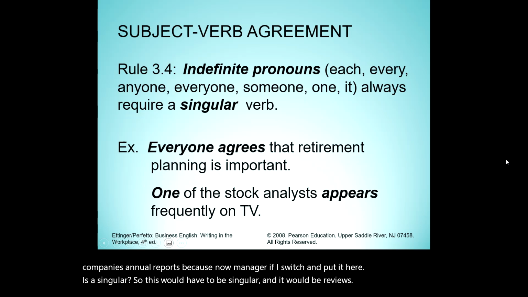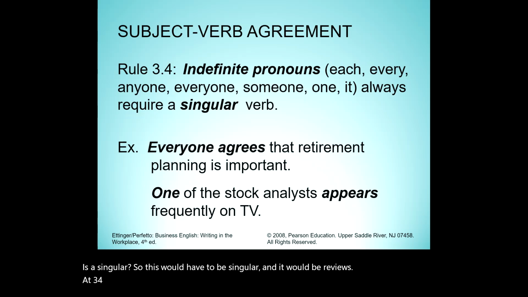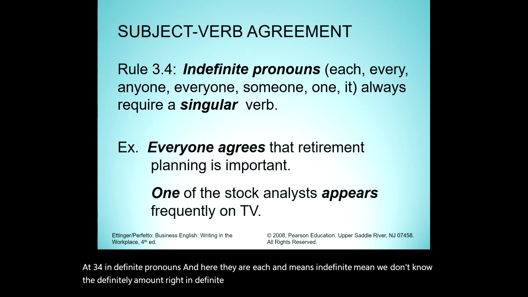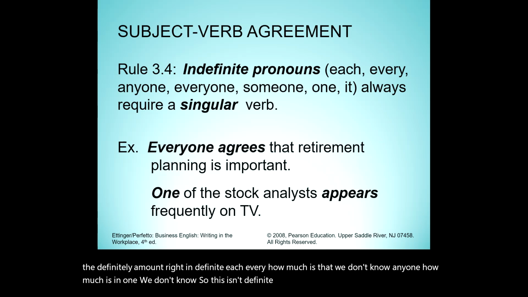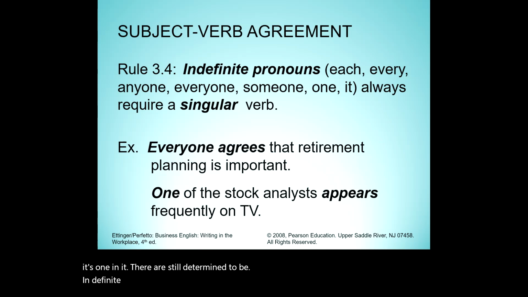3.4, indefinite pronouns. And here they are, each. That means indefinite, meaning we don't know the amount, right? Indefinite, each, every, how much is that? We don't know. Anyone, how much is anyone? We don't know, so this is indefinite. Everyone, someone, one, and it. Again, even if it's one and it, they're still determined to be indefinite. Always require a singular verb. So indefinite pronouns, which are listed up here, always require a singular verb.